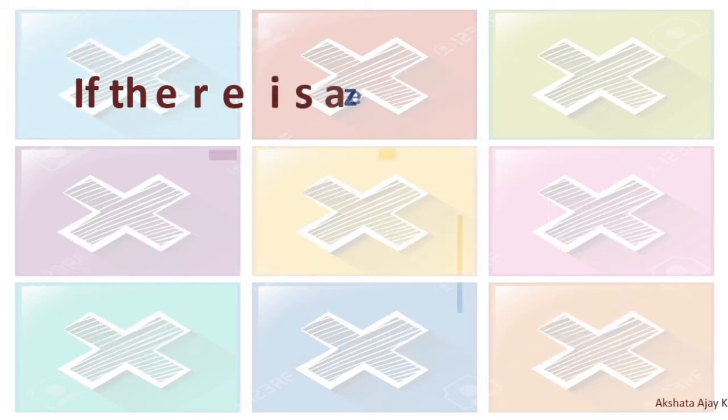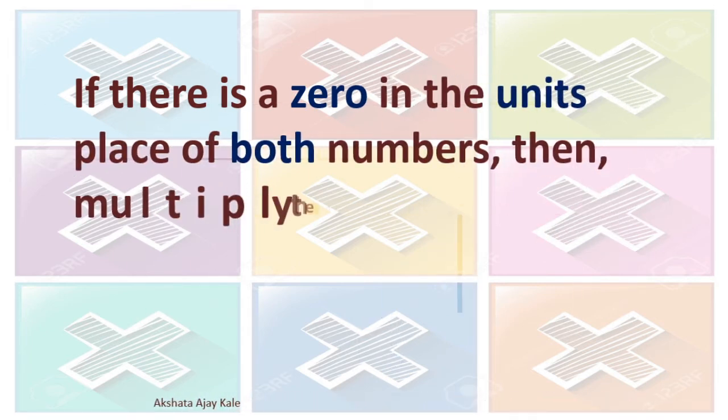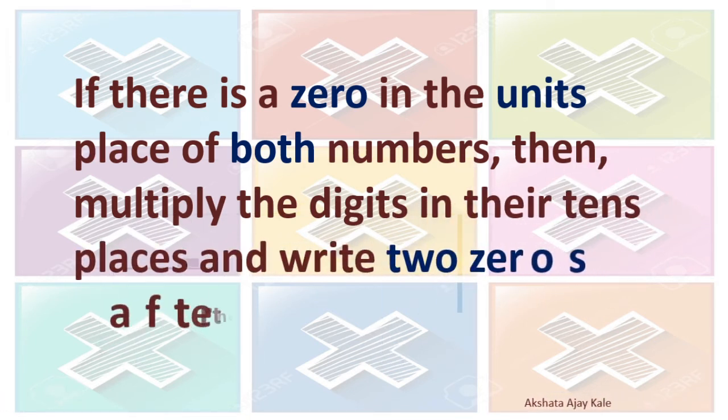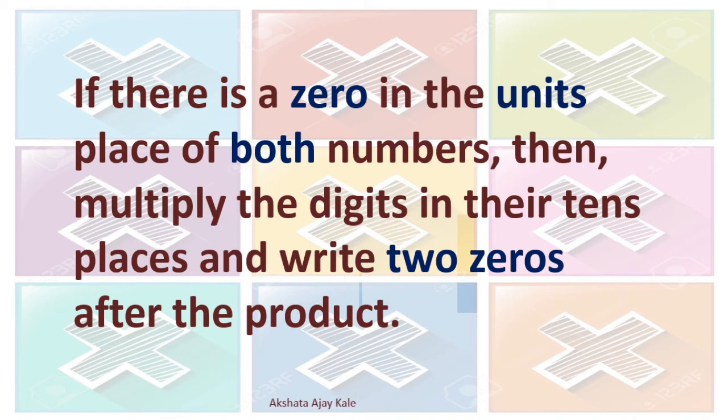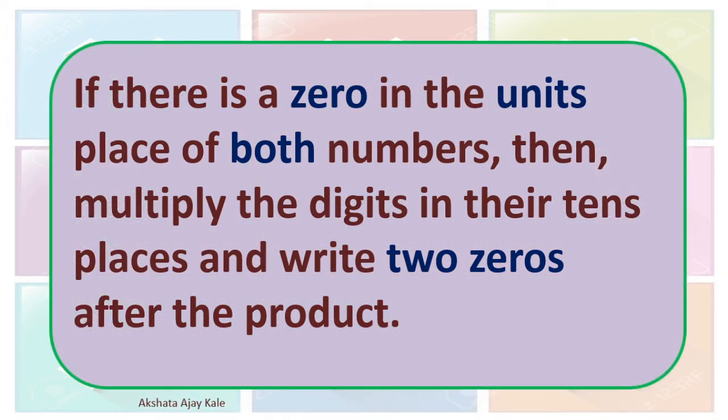See here, if there is a 0 in the units place of both the numbers, then multiply the digits in their tens places and write 2 zeros after the product. Got this, children? This you have to remember. Then it will become very easy to multiply the big numbers. Okay? Same procedure we will follow for 100, 1000 and all that.